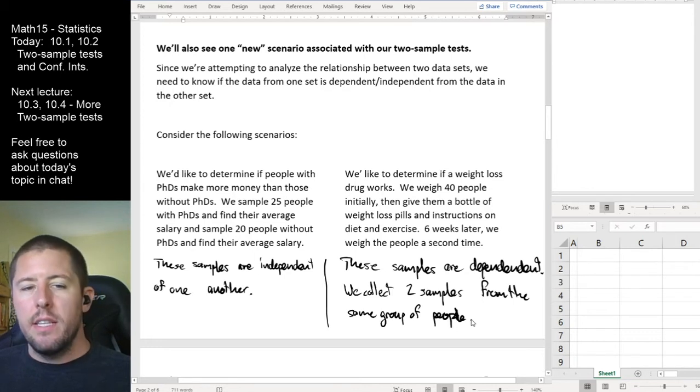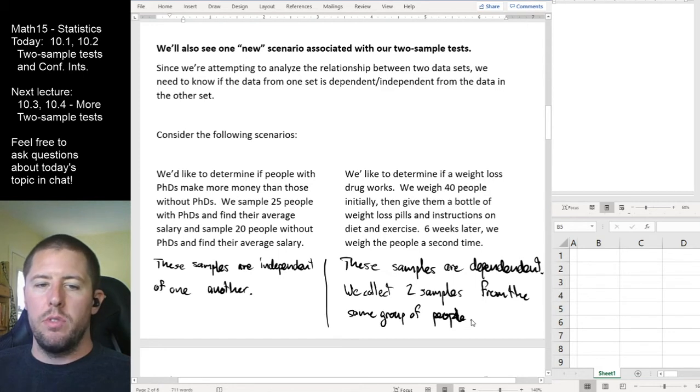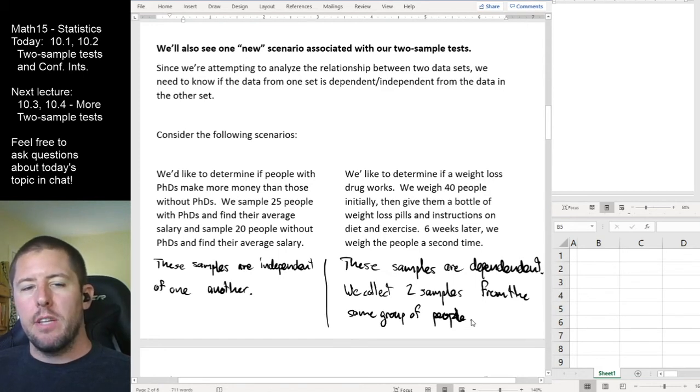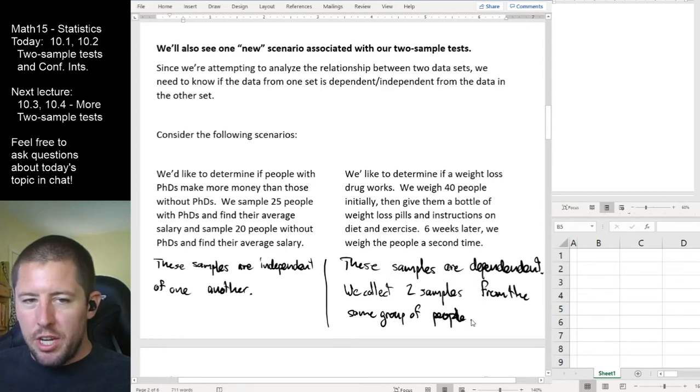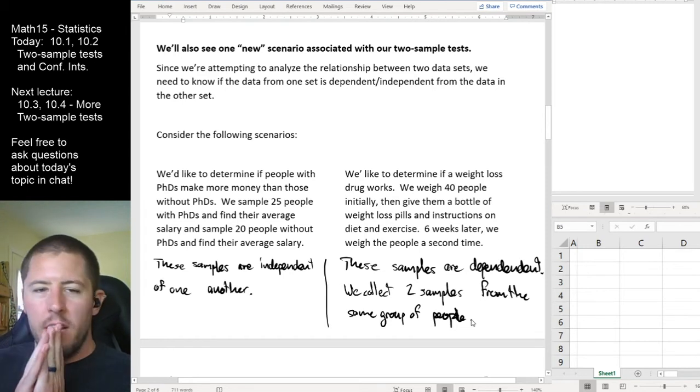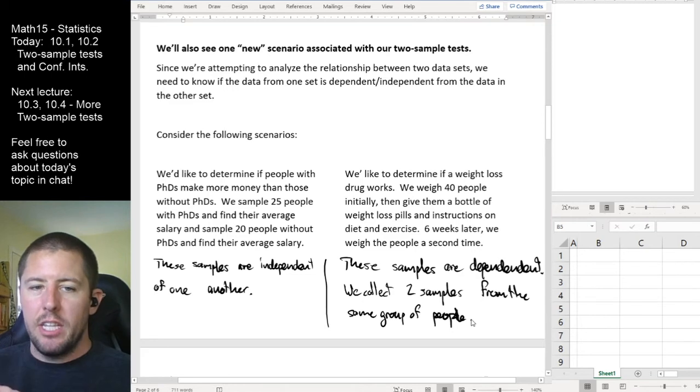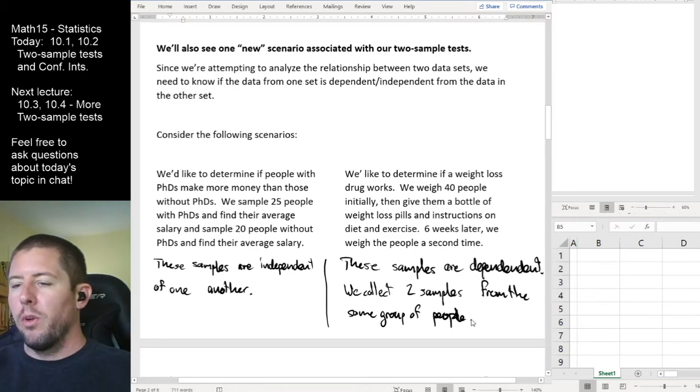So again, we're going to see this example in the next video, but I just want to highlight this difference to you: when we collect two samples, it matters that we stop and ask ourselves, is there some relationship between these two samples, or were these just two different samples that got collected? And we can see that distinction in these two example scenarios that we're looking at right here.